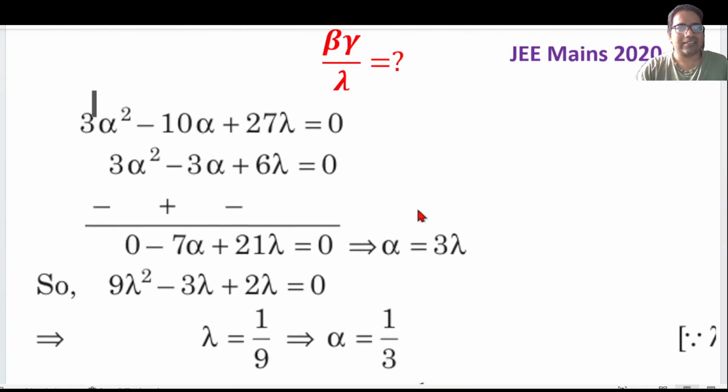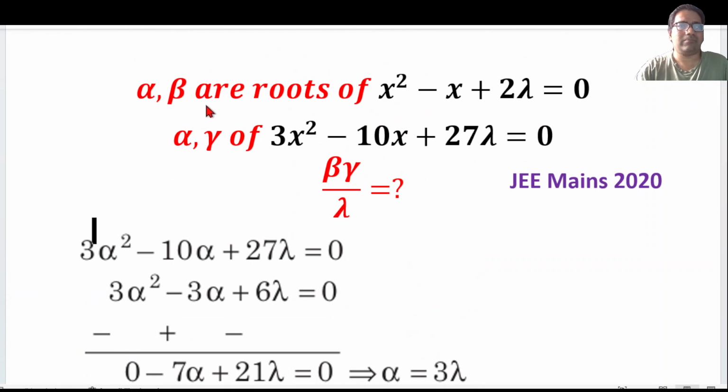Simple problem. We just need to substitute alpha in both the equations and solve for alpha and lambda first, and then solve for beta and gamma later. Right? Yes. Thank you.